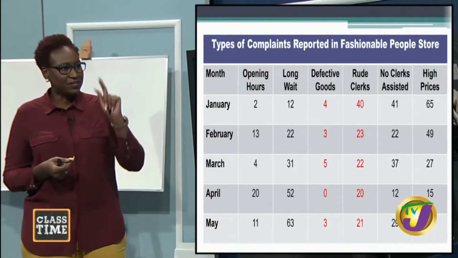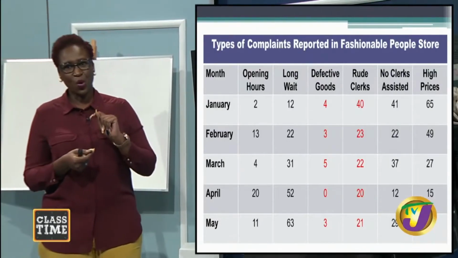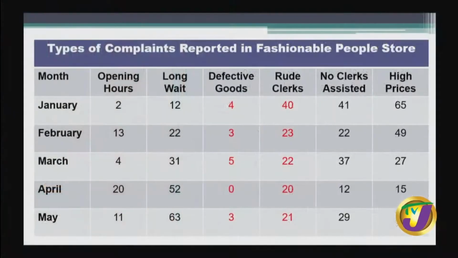And if you look at the rude clerks, now, notice something? The first figure is 40. It drops down to 23. But thereafter, it remains in the low 20s. So we will talk about how you treat that further on in the lesson. But for now, you can say it was fairly consistent, except for that one drop in the beginning.